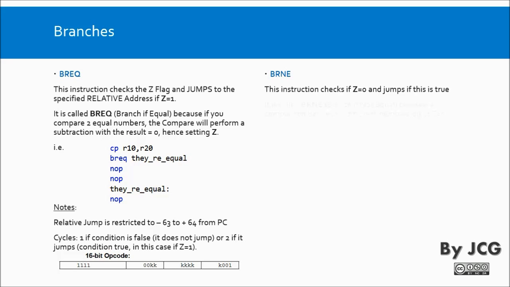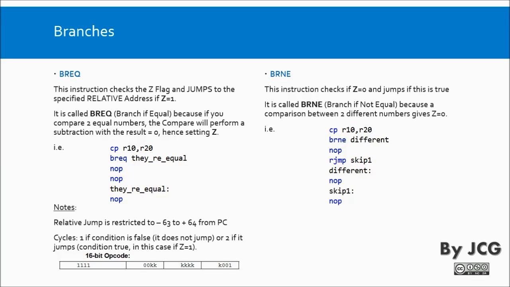Now let's see the opposite mnemonic, which is branch if not equal. In this instruction, if the previous instruction checked if zeta is 1, this instruction checks if zeta is 0, and jumps, of course, if this condition is true. This instruction is called branch if not equal because, again, a comparison is performed between two different numbers, and if they're different, then zeta is going to be 0. This is a better example than the previous one.